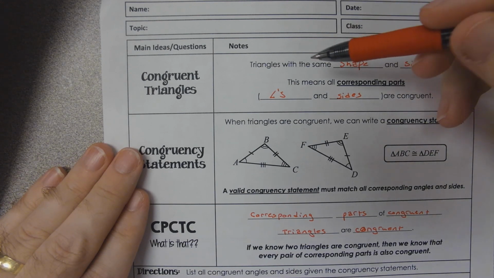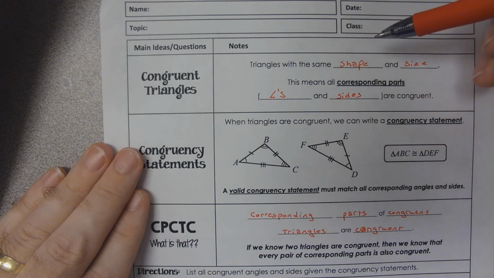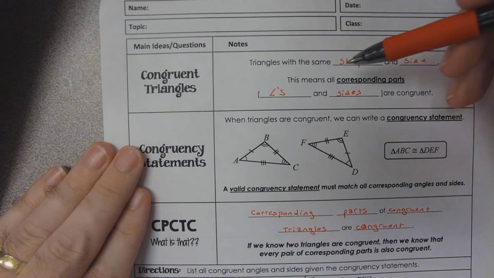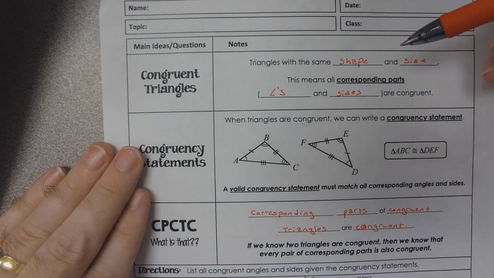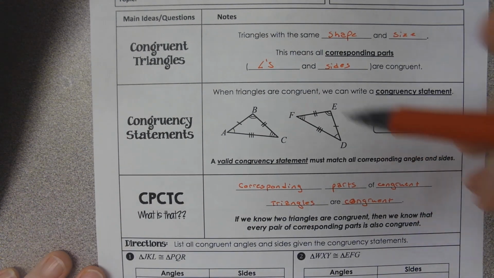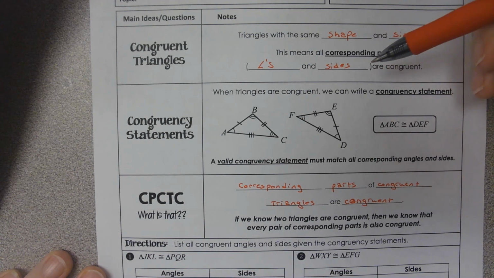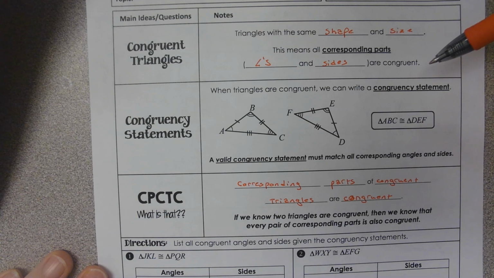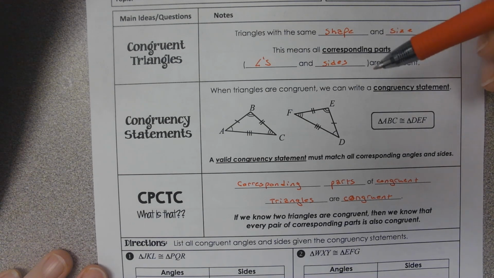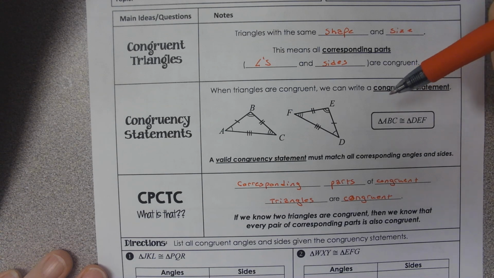basically means the same. So congruent triangles are triangles with the same shape and size. And this means that all corresponding parts, the angles and sides, are congruent. So everything's the same. Now when triangles are congruent, we can write a congruency statement. Now we've written congruency statements in the last unit. And a valid congruency statement matches all the corresponding angles and sides.